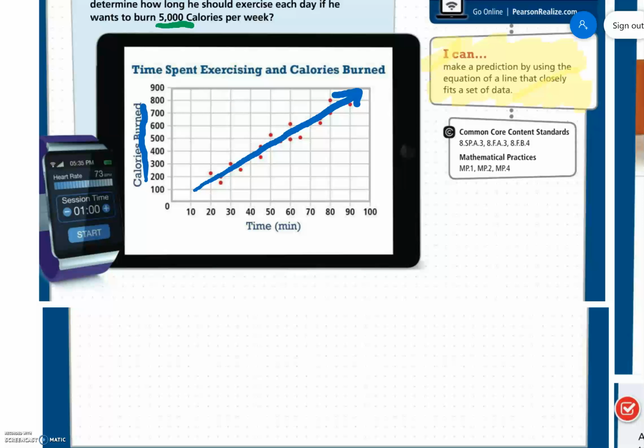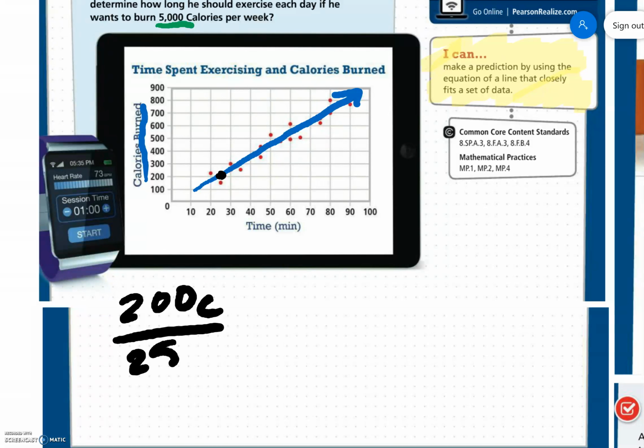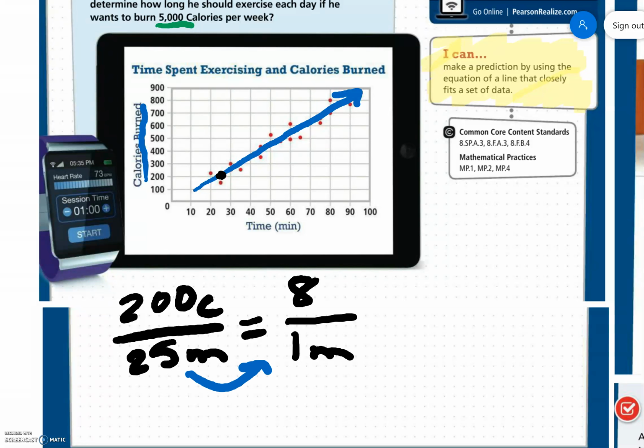So I can see that, on our trend line, here's a good point right here. He burns 200 calories in 25 minutes. If we divide, we can find out how many calories he burns in 1 minute. So 200 divided by 25 is 8 calories, and I divided by 25. Whatever you do to the bottom, you got to do the top.